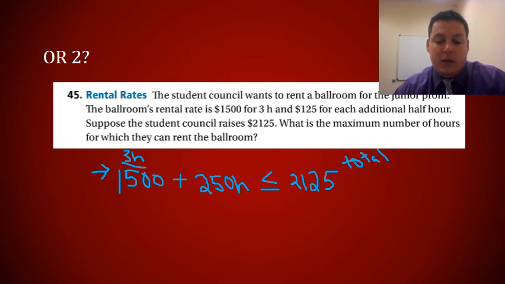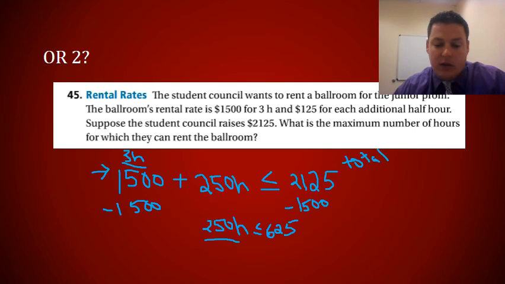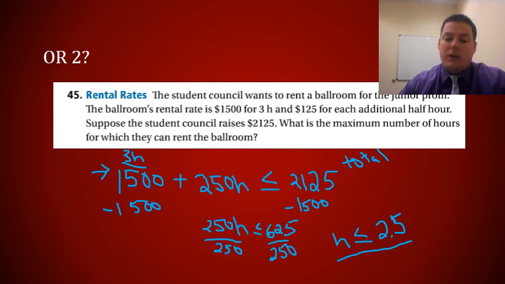So let's go ahead and solve this equation to find it out. We first subtract this 1500 because we're undoing addition and subtraction first. We have 250H is less than or equal to 625. We divide both sides by this 250. And we get H is less than or equal to 2.5. So what is the maximum amount of hours which they can rent the ballroom?